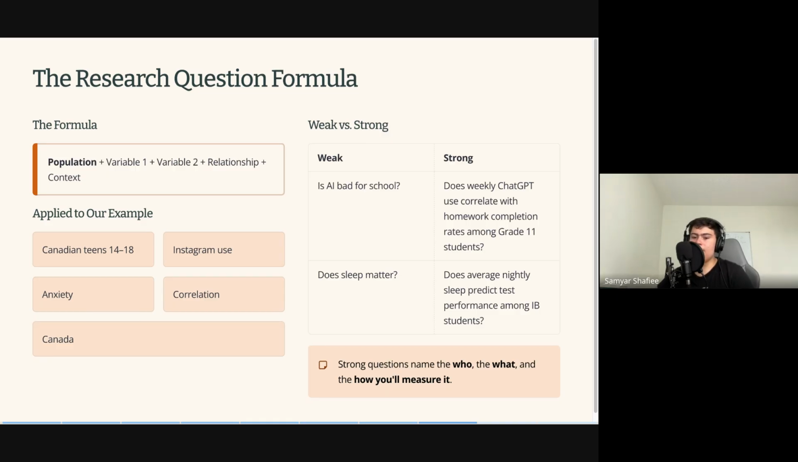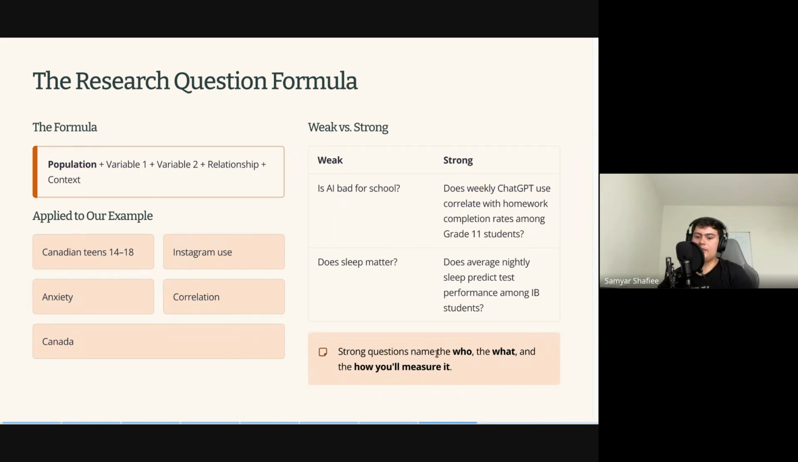Does sleep matter? Well, what kind of sleep? Does average nightly sleep predict test performance among IB students, among university students? So you understand how it could be very different. A strong question names the who, the what, and how you measure it. If you want to take a screenshot of this slide, it will be posted, just to have an idea of how you should form your research question.